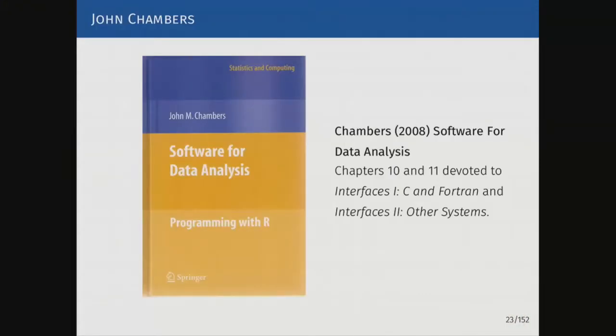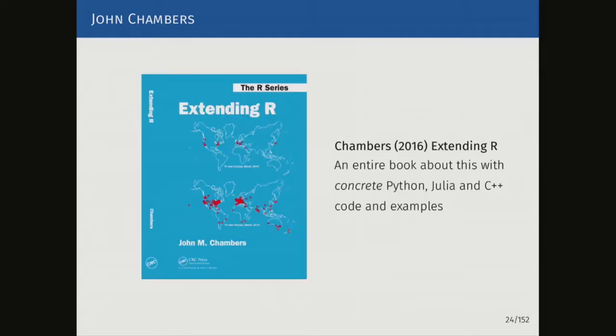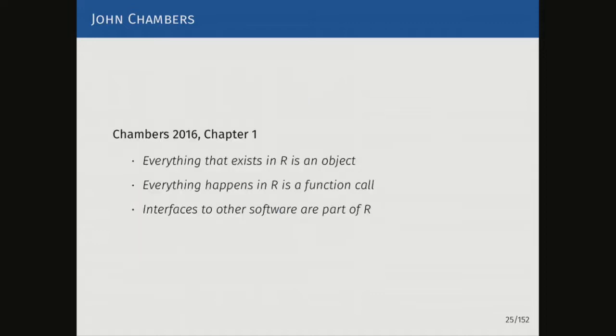So, quick interlude again. Chapters 10 and 11 from the books that I mentioned, C and Fortran interfaces, interfaces to other systems. This one builds on that and makes it a bit more concrete. The Extending R book has a package on CRAN that goes along with it called XR, Extending R. And XR is used by XR Python and XR Julia, which have minimal examples of how to extend R towards those languages. Because what John said in this book was basically 3 really important things.